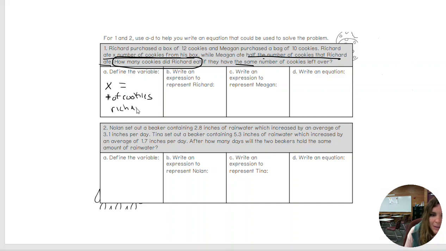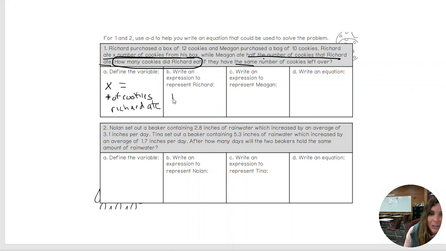Okay, so that's the thing we're trying to figure out in this situation. We want to know how many cookies Richard ate. Now the next thing we're going to do is write an expression to represent Richard, meaning that we're going to write mathematically what they told us about the number of cookies that Richard ate.